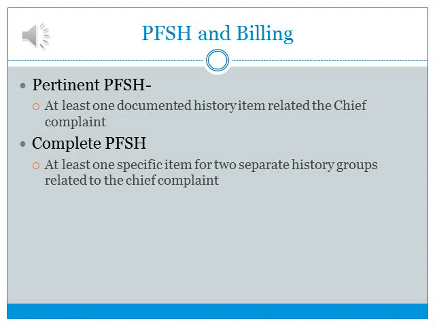Just like with review of systems, there are 2 levels of patient family social history billing classes. The first is pertinent, at least one documented history item related to the chief complaint. The second is a complete history evaluation, and this includes one specific item from 2 separate history groups related to the chief complaint. So unfortunately, unless your patient is coming in complaining of pulmonary problems, the social history you documented with a smoking cessation may or may not count as a relevant history for billing purposes.